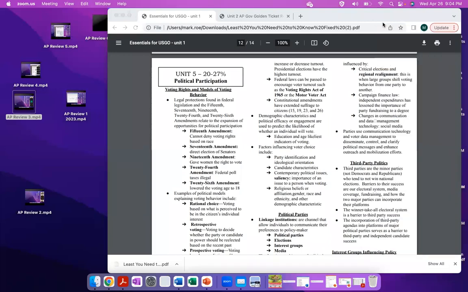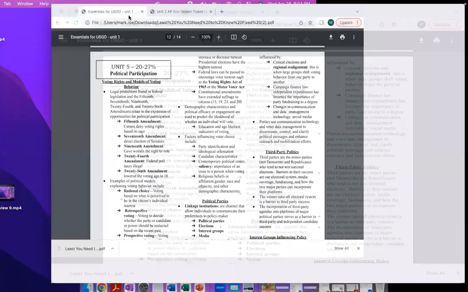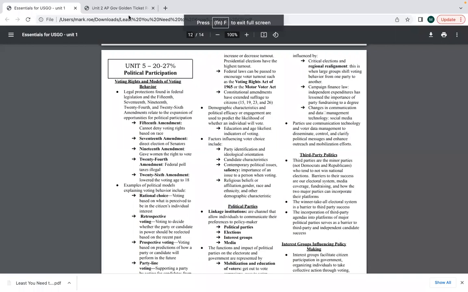Okay, so getting right down to it. Again, we're going to start with Unit 5 tonight. Unit 5 deals with a variety of topics, but up to 27% of the multiple choice questions could deal with Unit 5. So Unit 5 has all to do with voting rights, elections, political parties, interest groups, and some of those things. These are the amendments that you need to be aware of that pertain to voting.